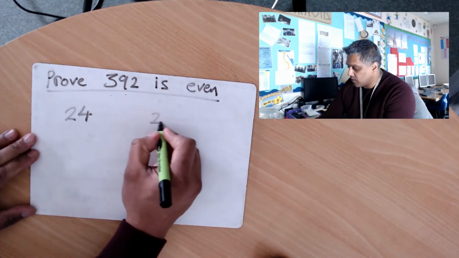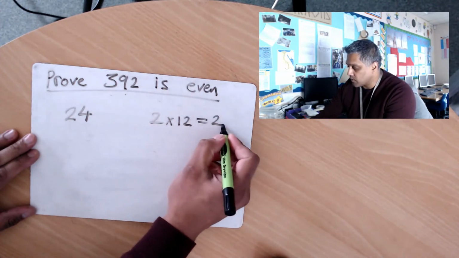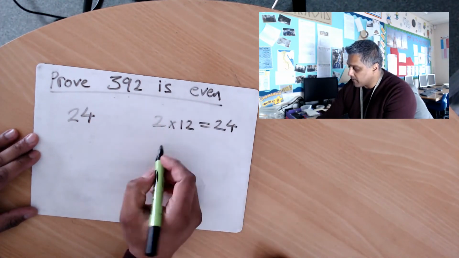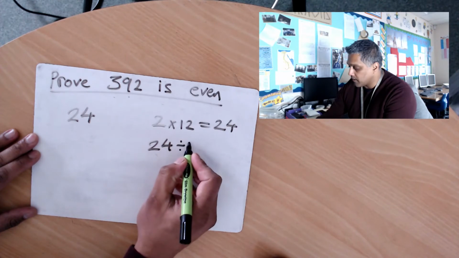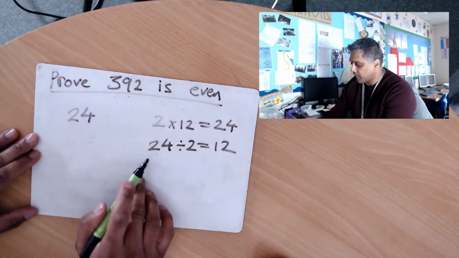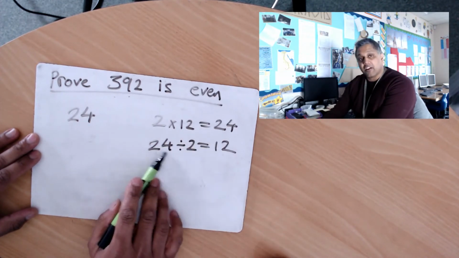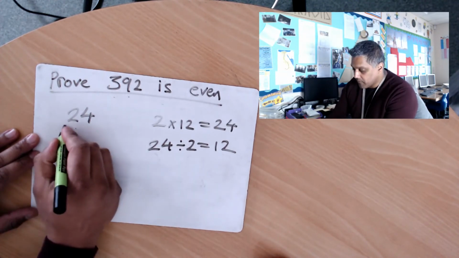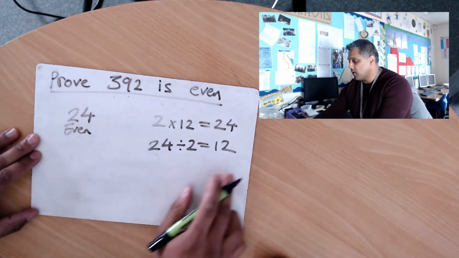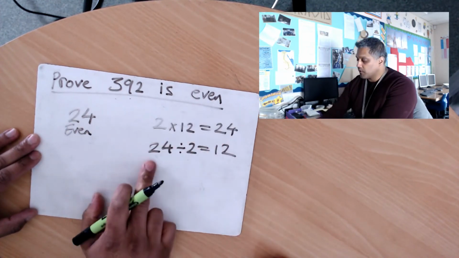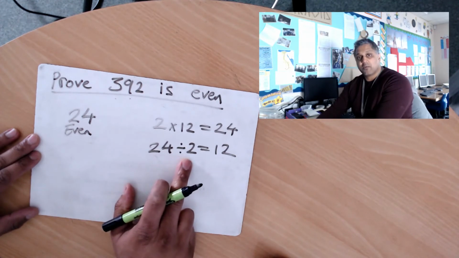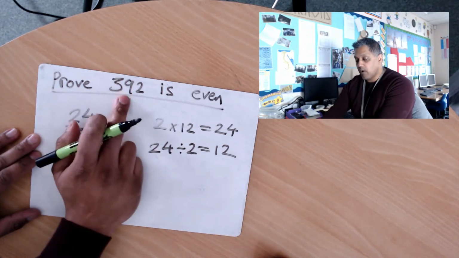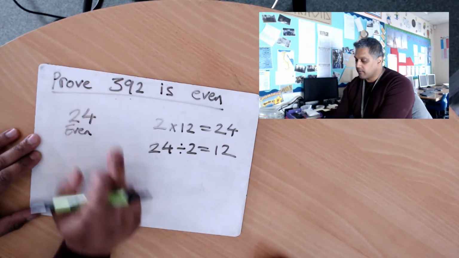So I know that 2 times 12 equals 24. And if I know that, I use my number families, and 24 divided by 2 equals 12. So if I have 24, my total amount, and I share with my two groups, I have 12 in each group. So 24 is definitely an even number. And so we can use our times table knowledge. We also can use our division facts if we know them. And we can use division to work out whether that number is odd or even.